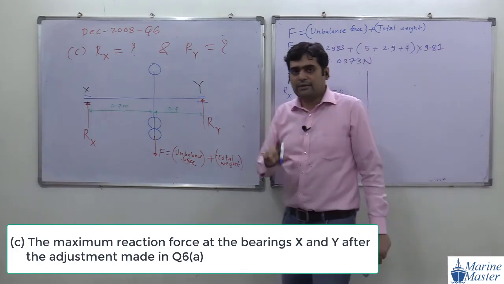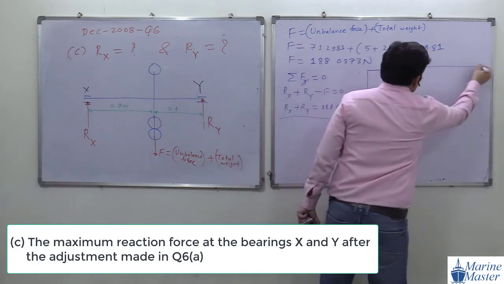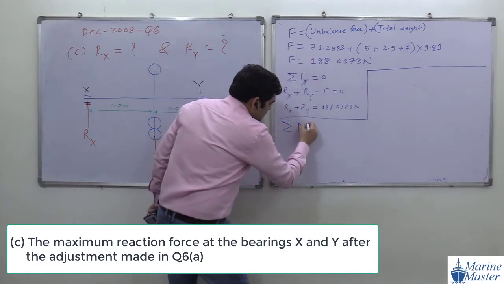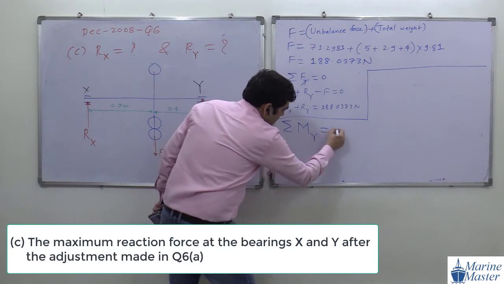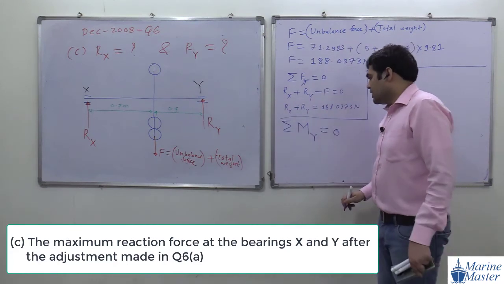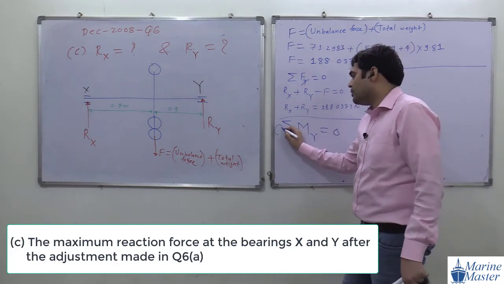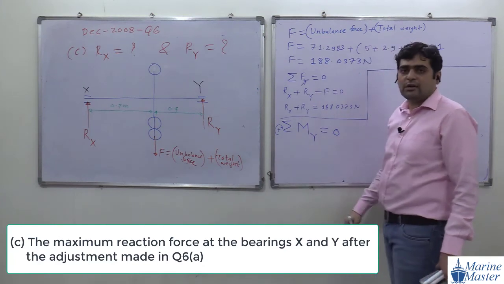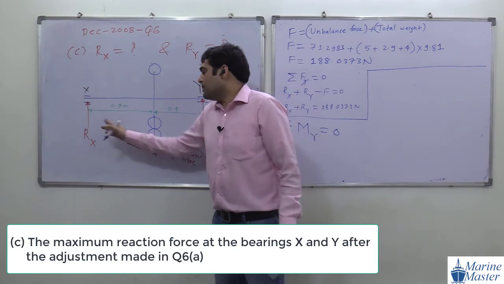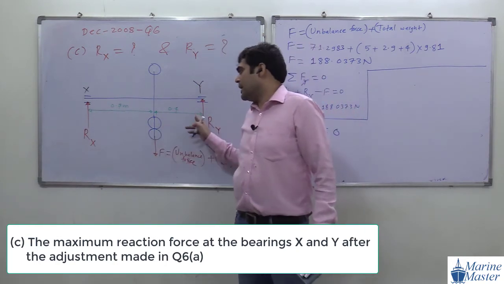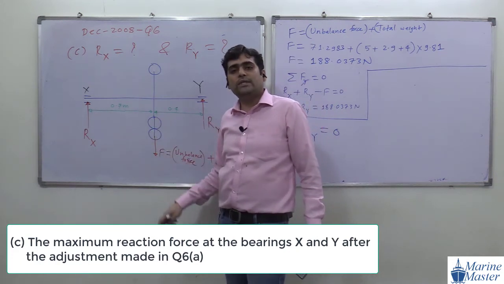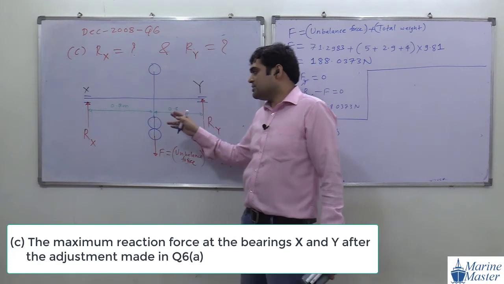Okay. After that, see the scenario here, guys. We will take moment about bearing y, summation of moment about bearing y equal to 0. We are going to take clockwise as positive. So what is the effect of Rx about y? Clockwise or anti-clockwise? Clockwise. What is the perpendicular distance?